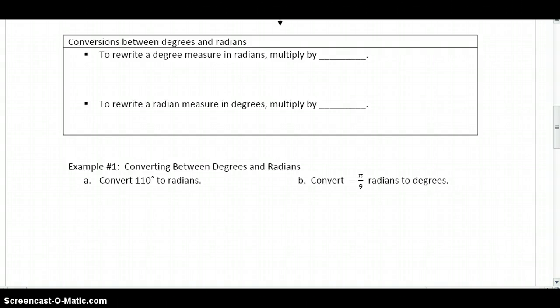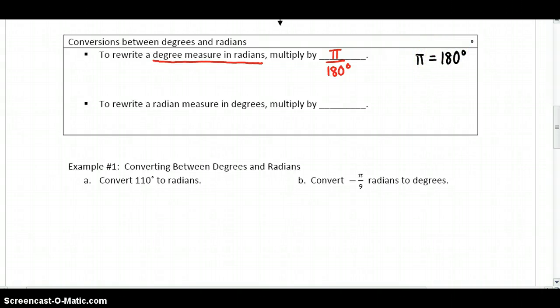Next thing we're going to talk about is how to convert from degrees into radians and from radians into degrees. In order to rewrite a degree measure into radians, we're going to multiply by pi divided by 180 degrees. That comes from the fact that we know this conversion factor, right? There are pi radians in 180 degrees.